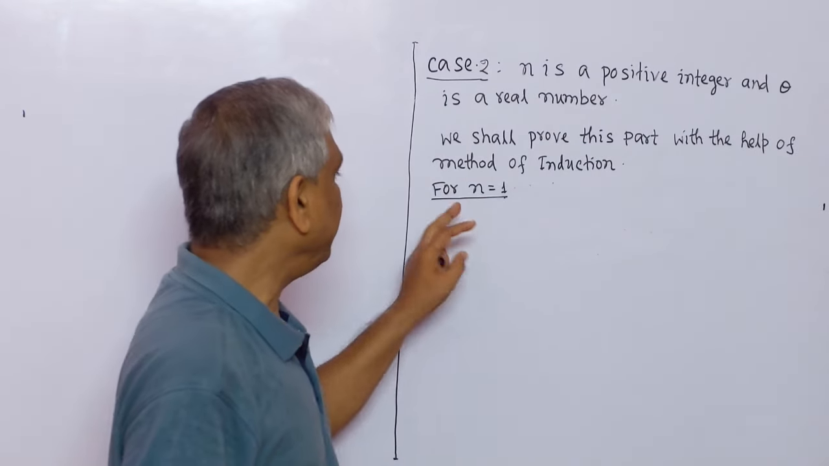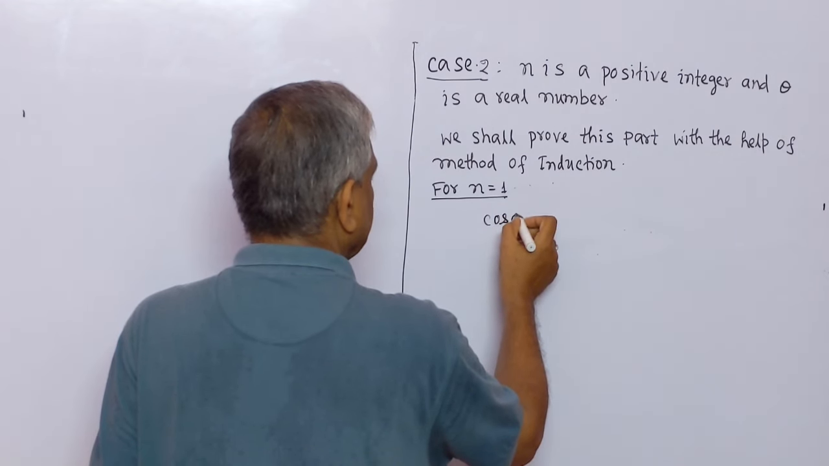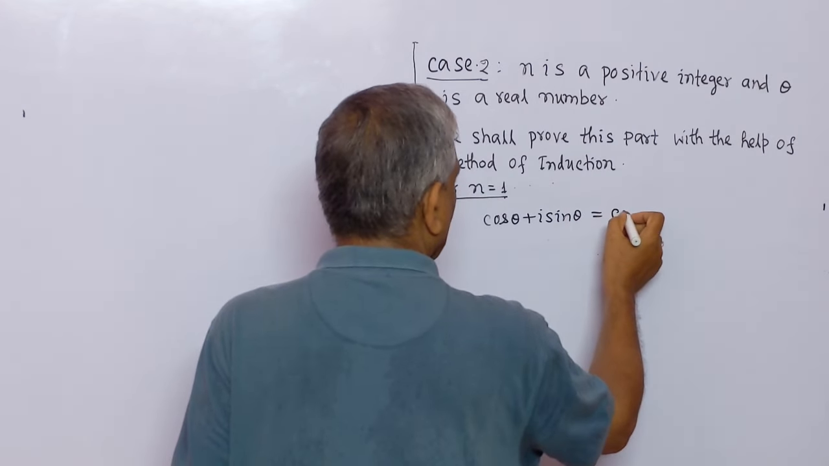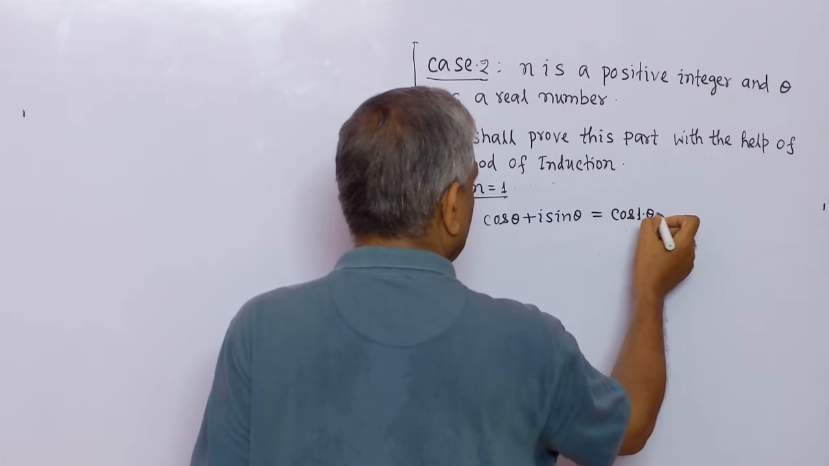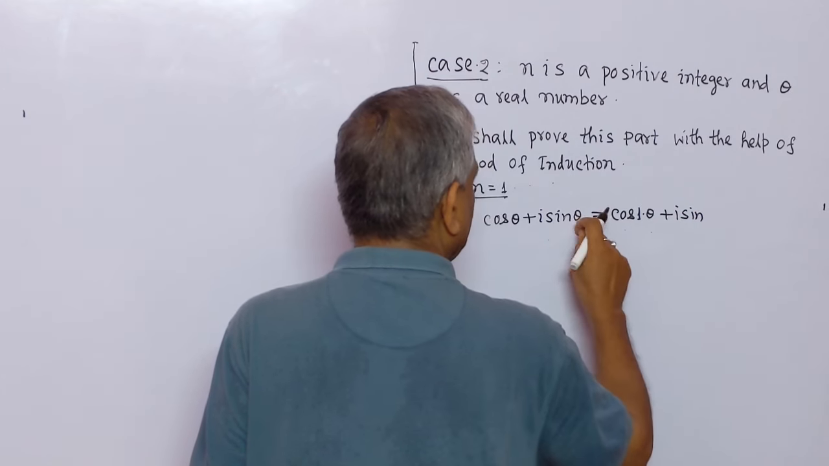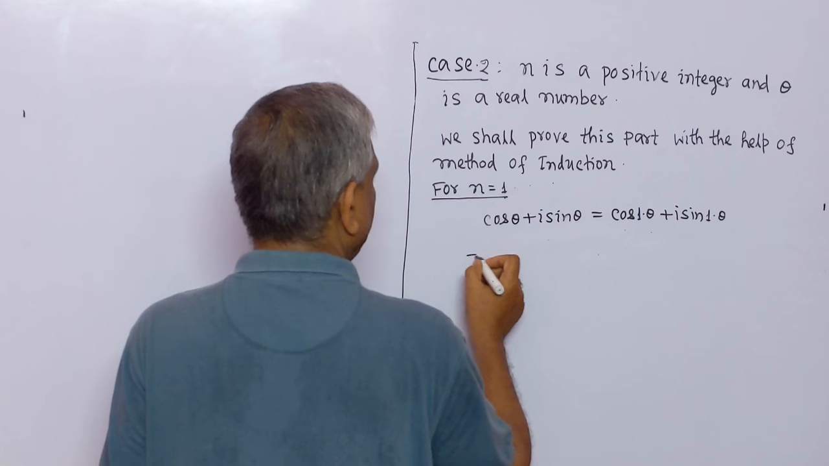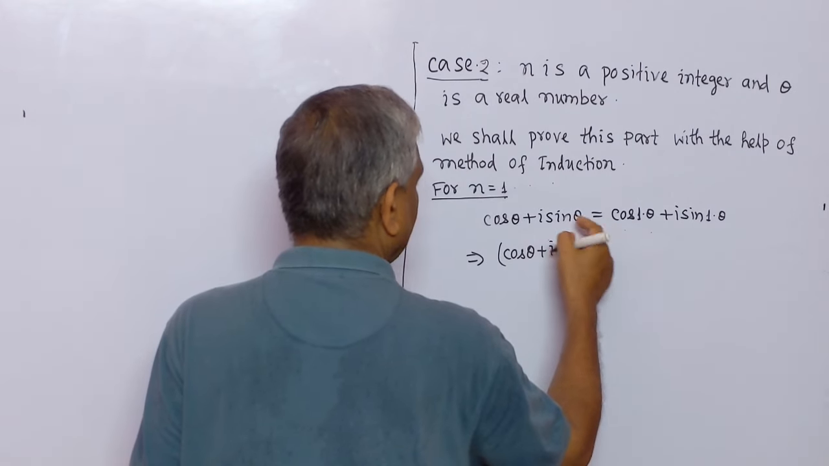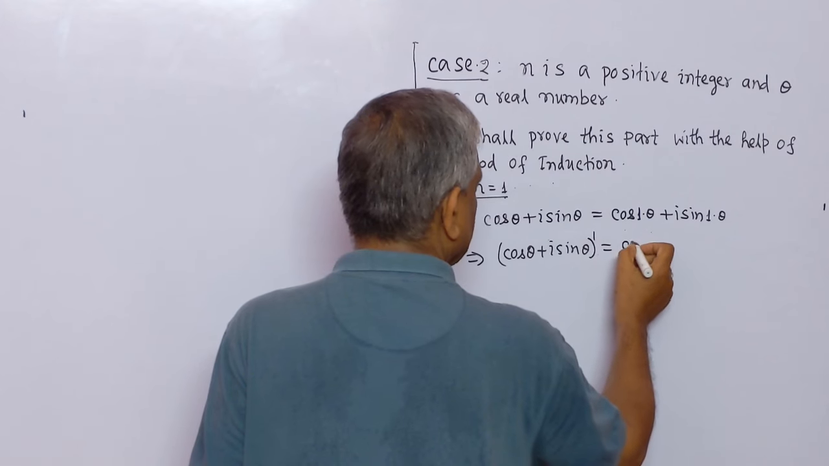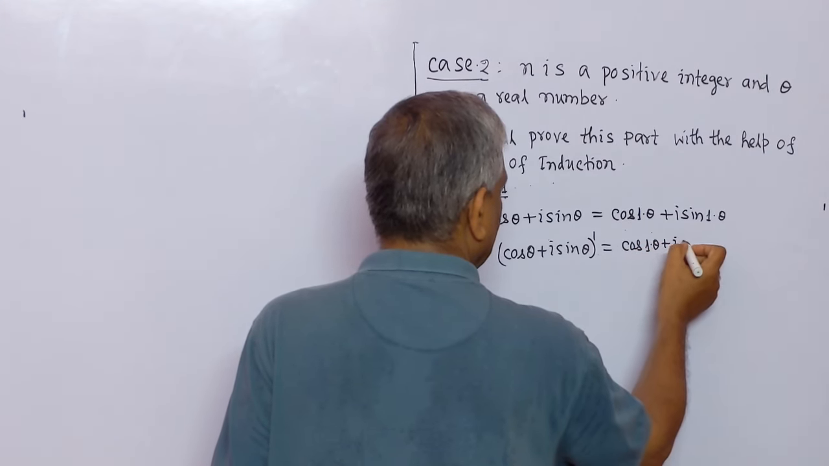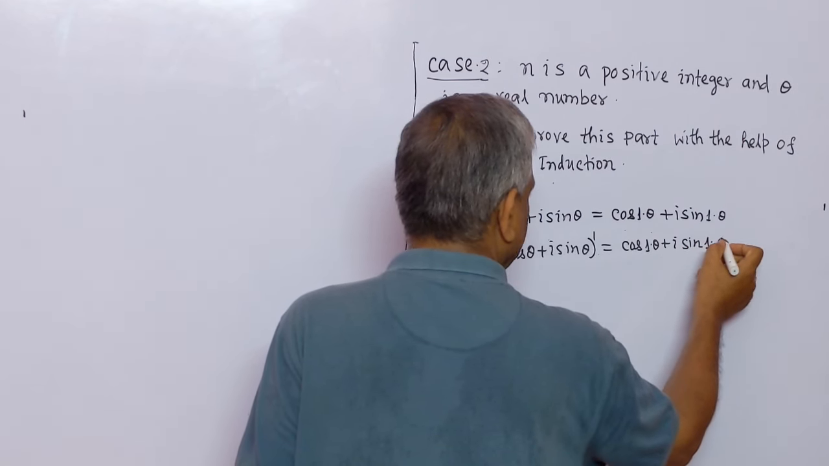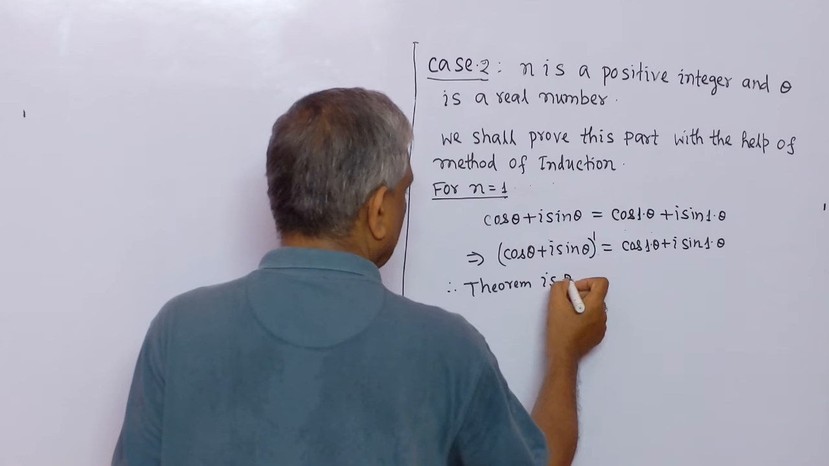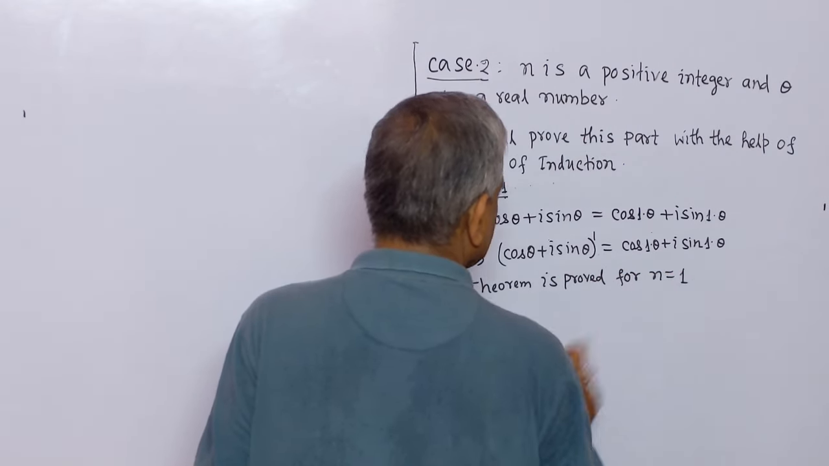Firstly, we verify for n equal to 1. Cos theta plus i sin theta equals cos (1 times theta) plus i sin (1 times theta). So we may write (cos theta + i sin theta) to the power 1 equals cos 1 times theta plus i sin 1 times theta. Therefore, the theorem is proved for n equal to 1.